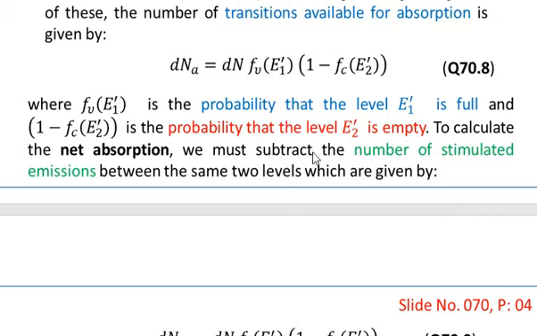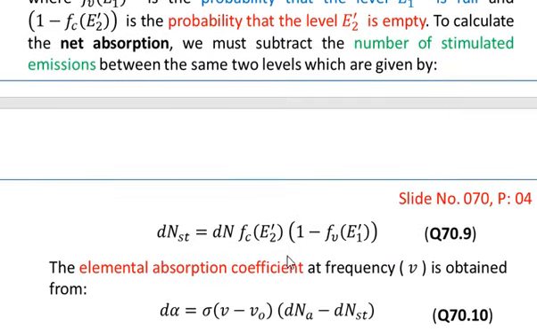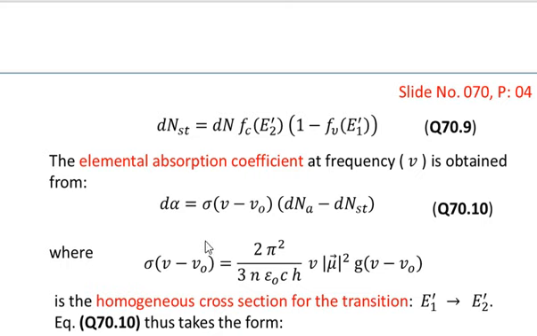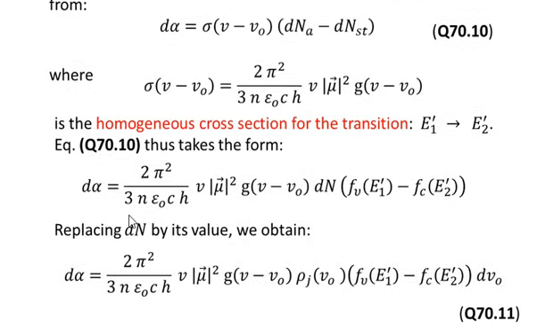So using equation number 8 and equation number 9 into equation number 10, and also introducing the value of sigma of nu minus nu naught, we obtain this equation, that is d alpha is equal to all these quantities, and the rest of the quantities is dn multiplied by, within the parentheses, fv of E1 star minus fc of E2 star, fv of E1 prime minus fc of E2 prime.